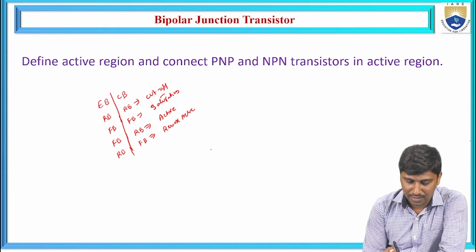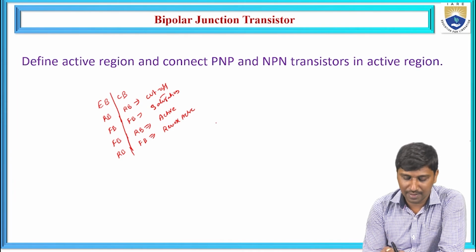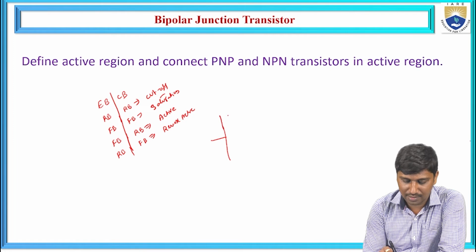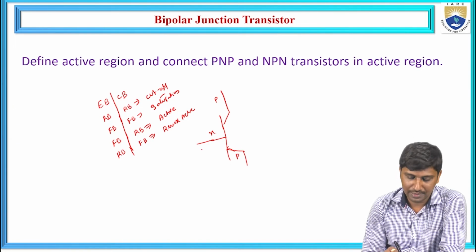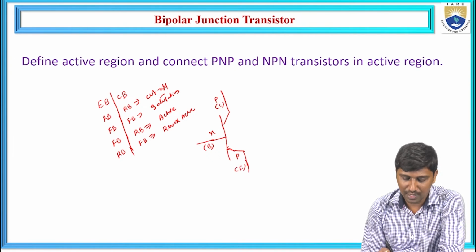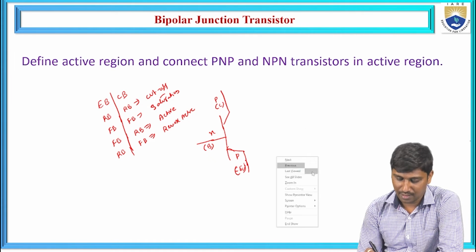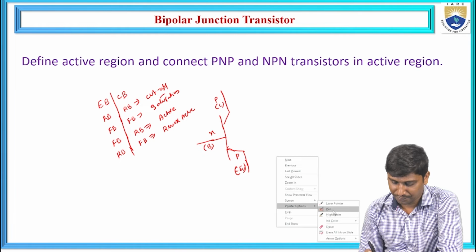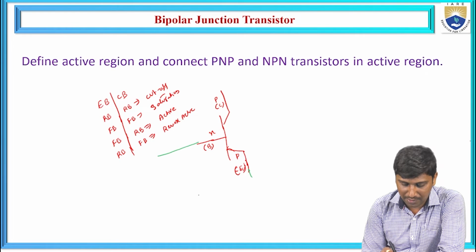Let us consider a PNP transistor, and in most cases for amplifiers we prefer the common emitter configuration. So let us take a PNP transistor, with P, N and P type regions. This is the base, this is the collector, and this is the emitter. Now we need to bias it in the active region.